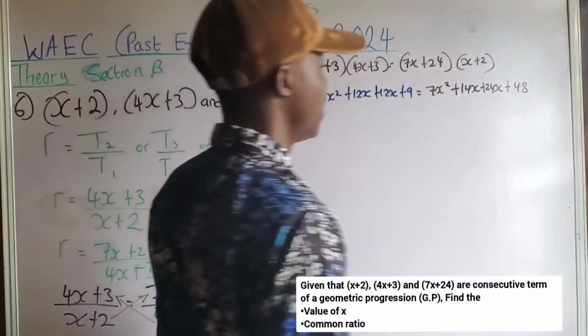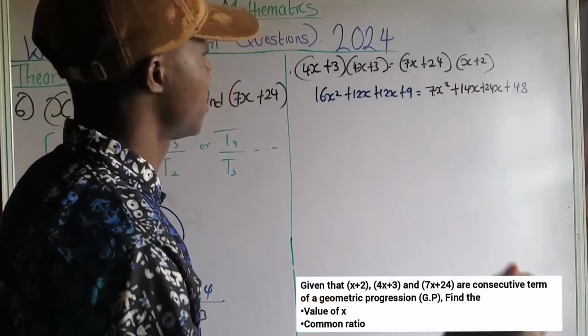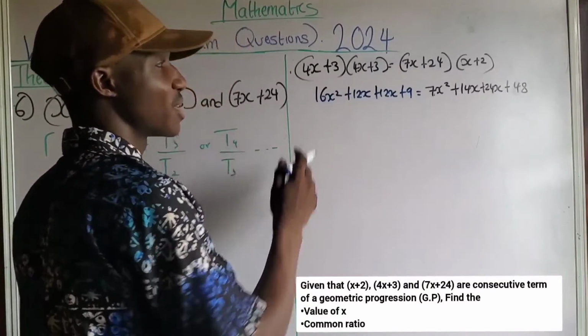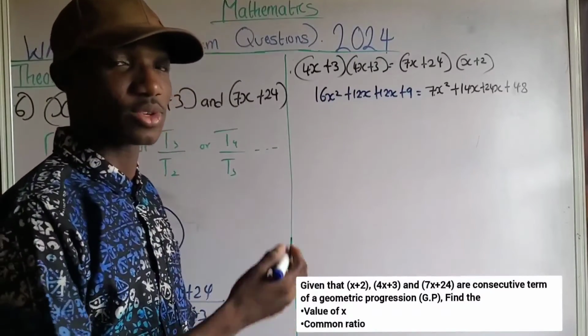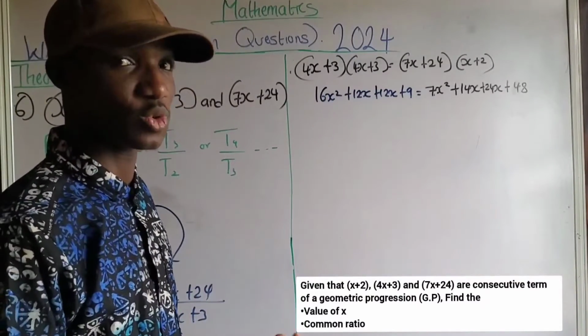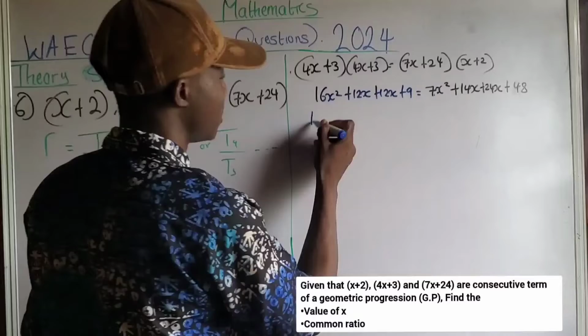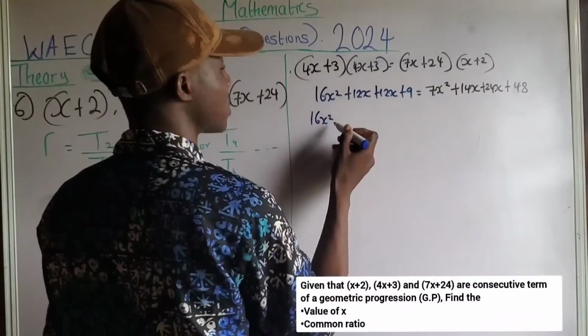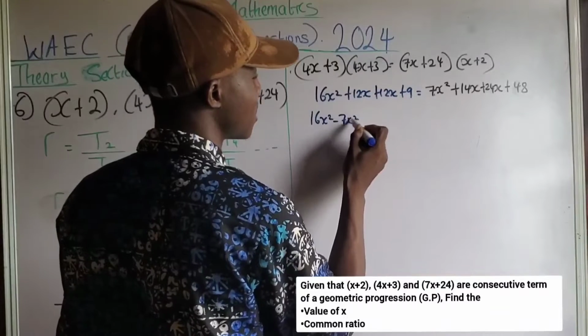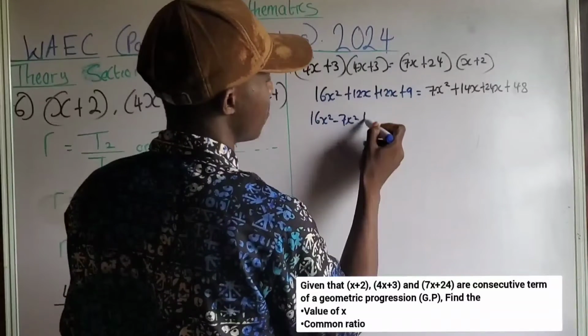Okay, now from this point we can collect like terms, you understand? And looking at this now, you know that we're going to result into a quadratic equation. I'm very sure you know. Okay, 16x squared. Okay, this 7x squared, let it cross the equals to sign. You're going to have negative 7x squared, yes, then plus 12x.